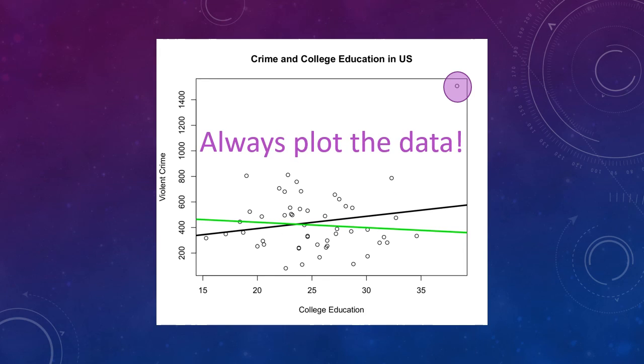It turns out that this point, this outlier, was very influential on the regression line, and we would never have figured that out unless we had plotted the data and seen that this point was different than the rest. So as I've said before, always plot the data.